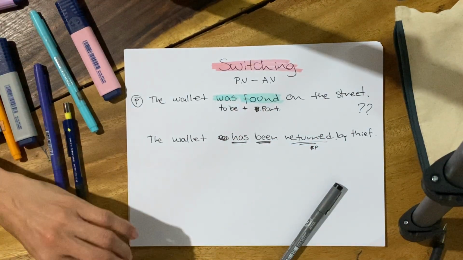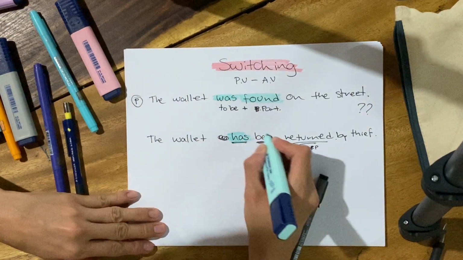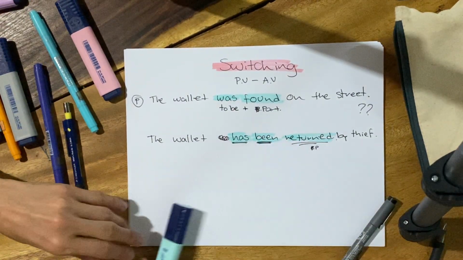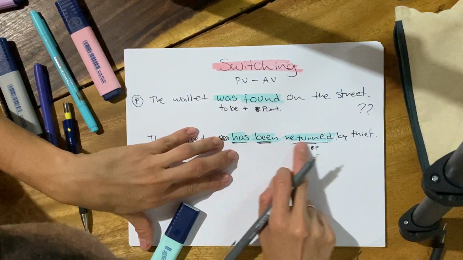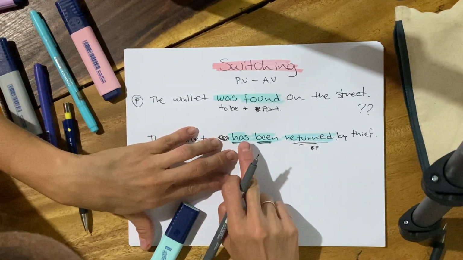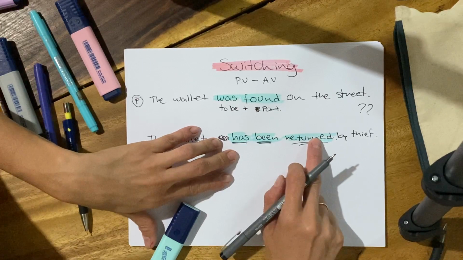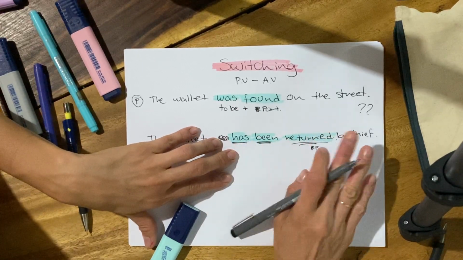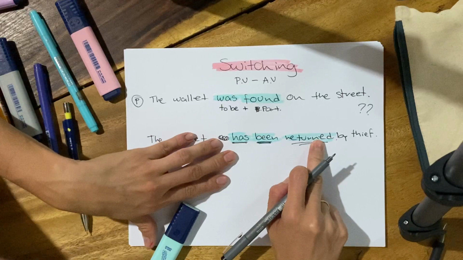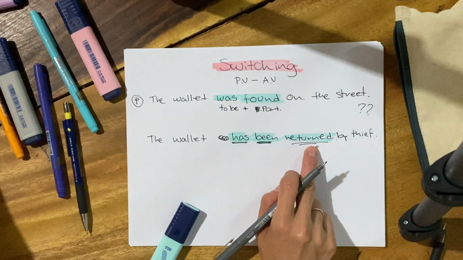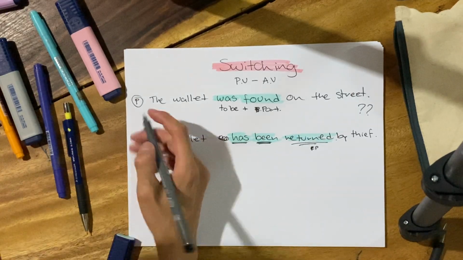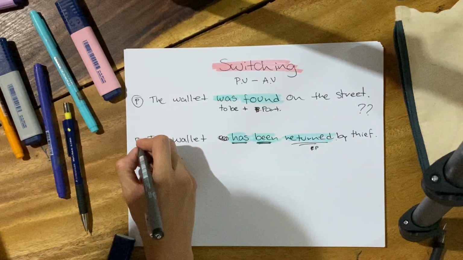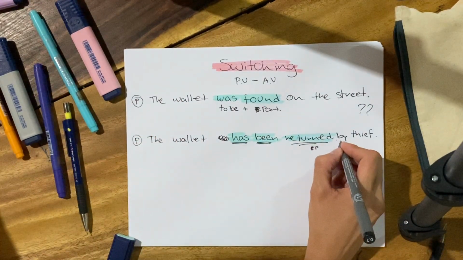So the wallet has been returned by the thief. What would I do? I will take a look at the elements and ask, what is this? It's present perfect in passive voice. It's not present perfect progressive because I don't have the progressive. So what do I have to do? I'll have to switch it into the original one. Now, what happens in this one? This is passive and this is passive. In this one, I do have the by.